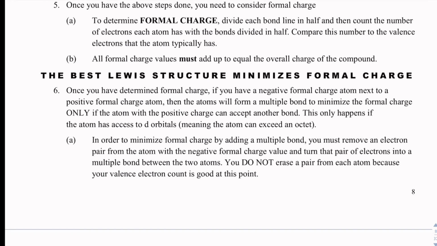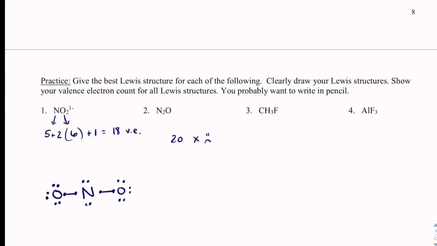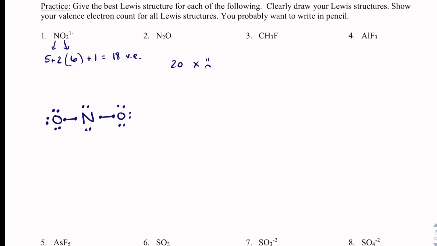So we'll go back up to our rules, and this happens a lot. If our count is too many, then remove 2 lone pairs and insert a multiple bond between the 2 atoms. So how this works is we will find our central atom, we'll erase a lone pair, and then pick any of the terminal atoms. So you can pick left oxygen or right oxygen. We'll remove a lone pair, so I picked the left oxygen, and we'll insert a multiple bond. The net loss when we do something like that is 2, and I will show you that when we count now, 2, 4, 6, 8, 10, 12, 14, 16, 18. Now we have 18 valence electrons.